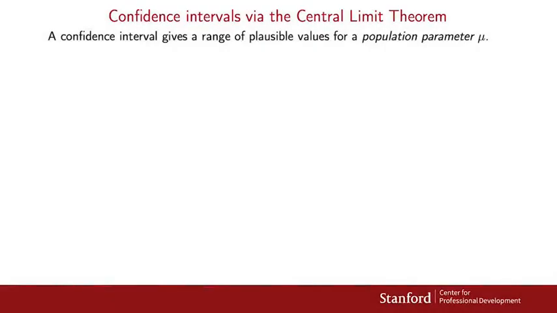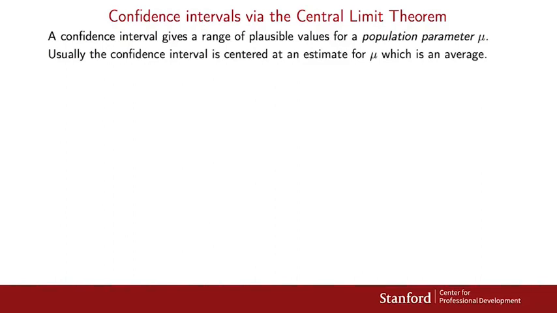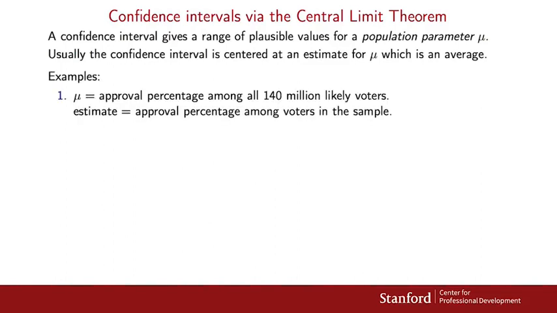The idea of a confidence interval is that it gives a range of plausible values for a population parameter which we call mu. Usually a confidence interval is constructed around an estimate for mu, which oftentimes is some form of an average. Let's look at some examples. In the first example, the population parameter mu we are interested in is the approval percentage among all 140 million likely voters. As an estimate, we use the approval percentage among the voters in our sample. This percentage is an average in our usual counting schemes where we have 0 and 1 labels.